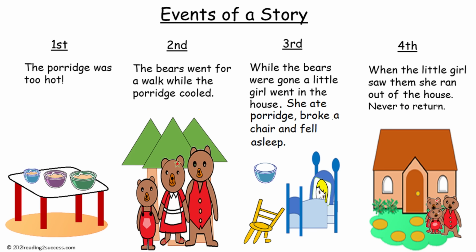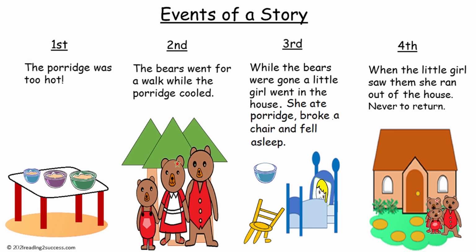Begin by reading with kids the events of a story. Before starting, point to the first, second, third, and fourth, and tell kids that that is the order that the events happened. Begin reading with them.